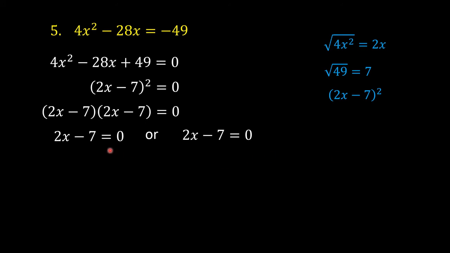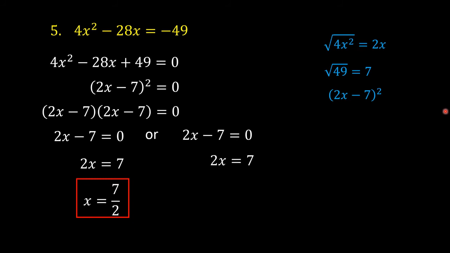Transpose negative 7 to the other side and change its sign. So we have 2x is equal to 7. Divide both sides by the coefficient of x. So divide by 2 and then divide by 2. We get x is equal to 7 over 2. Let's go to the second equation. Transpose negative 7 to the other side. It becomes positive 7. So we have 2x is equal to 7. Divide both sides by 2. So 2x divided by 2 and then 7 divided by 2. We get x is equal to 7 over 2.